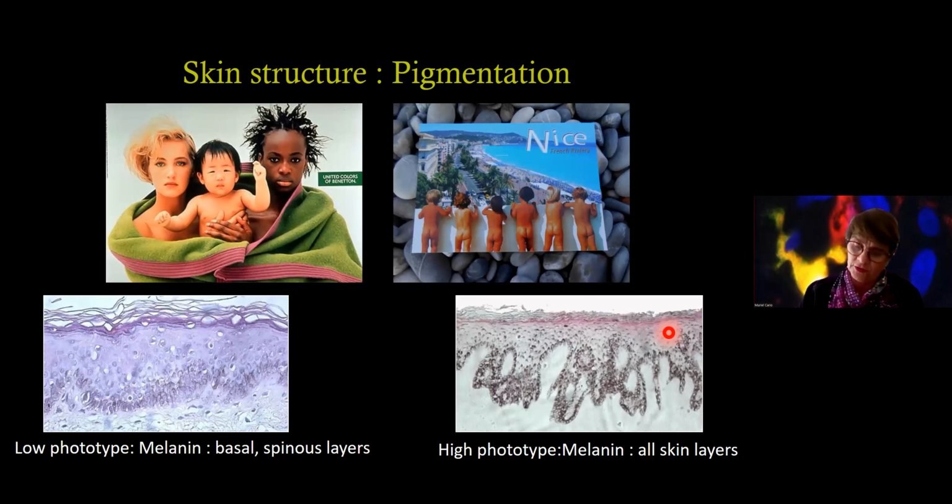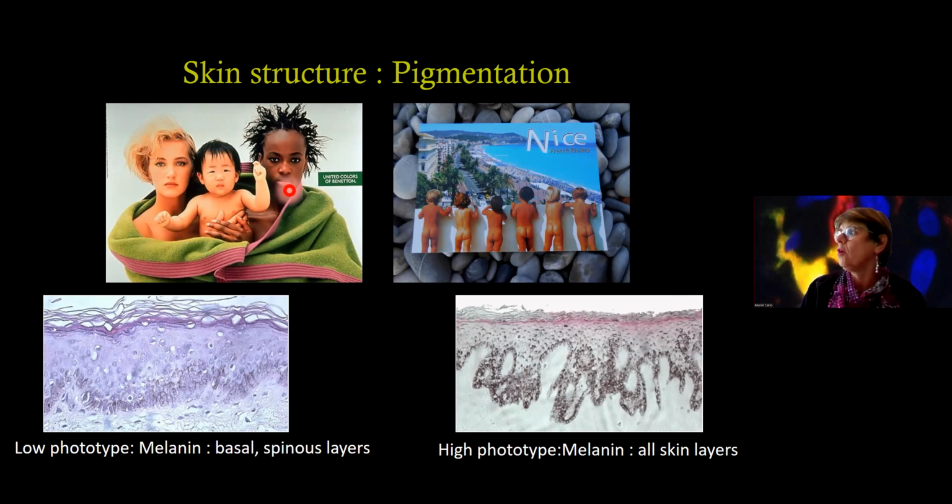What is important when you want to make an experiment on skin is the skin structure, but there are some other important points, such as pigmentation, since according to pigmentation, the results can change. Here, you know that there is constitutive pigmentation, as you can see here, with a low phototype here and a high phototype here, but there is also inducible pigmentation, mainly due to UV, as you can see here.